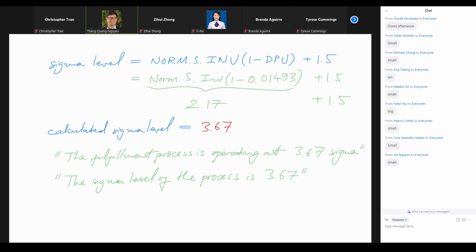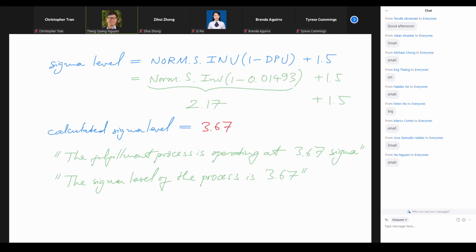Remember, if I say that our company is operating at 6 sigma, then people will be very impressed, because in the back of their head, they understand right away that out of 1 million units, we only have 3.4 defects, right? But if I say that our company is operating at 3.67 sigma, it doesn't sound good at all, because 3.67 is very far away from 6. So 3.67 means that we will have a lot of errors or defects out of 1 million opportunities, right?